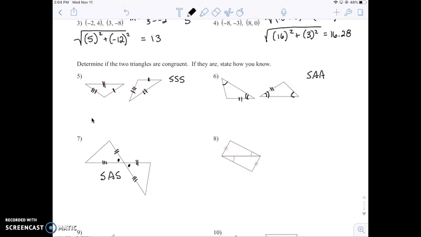And then I have an angle, right? I have the shared side, and I have another side. So I have angle, side, side. Oh no! We're not allowed to use that one, remember? So what you would say is not enough info.